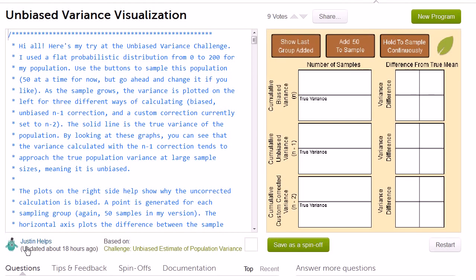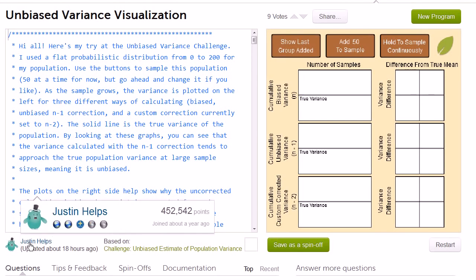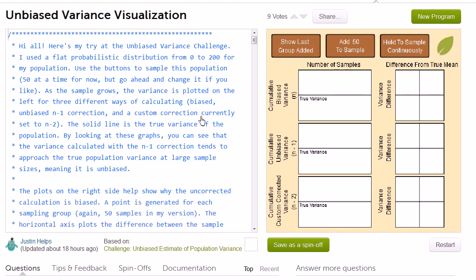Here's a simulation created by Khan Academy user Justin Helps that once again tries to give us an understanding of why we divide by n-1 to get an unbiased estimate of population variance when we're trying to calculate the sample variance. So what he does here is a simulation. It has a population that has a uniform distribution. So he says, "I used a flat probabilistic distribution from 0 to 100 for my population."